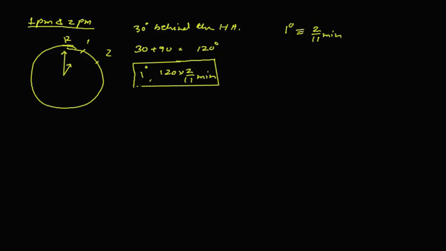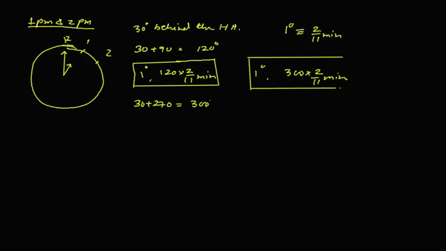Correct? Okay, what will be the next time? The minute hand has to gain 270 degrees over the hour hand, and since it is already 30 degrees behind, in total it has to gain 30 plus 270, which is 300 degrees, and this will happen at 300 into 2 by 11 minutes after 1 o'clock. So these are the two times that the minute hand and hour hand will be at 90 degrees.